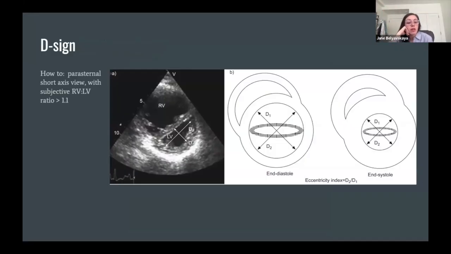Starting off, we're going to start off with the D sign, which we see on our parasternal short view. For this view, you're going to want to be right at the level of the papillary muscles, as being above or below can cause you to have a false positive D sign. And what you're seeing here is RV dilation secondary to pressure or volume overload that causes septal bowing and the formation of what we call here a D sign. You can go into more fancy things like this eccentricity index mentioned here, but I don't think that's necessary for this lecture.